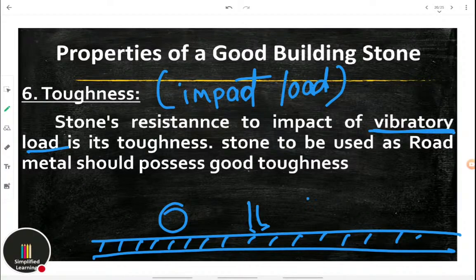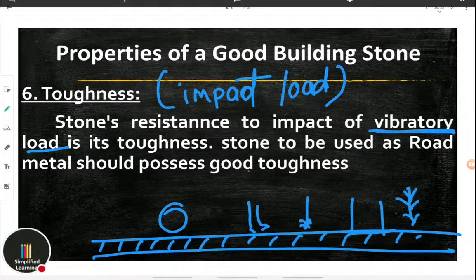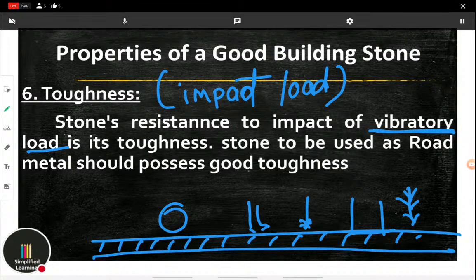Another load we call the vibratory load. Vibratory load means repeated load. It is not a static kind of load; it will be coming in the form of impact. Such vibratory load can be resisted by the stone when it possesses good toughness. Therefore, when we are going to use a stone as a road metal, the very prime property that the stone should possess is its toughness. Let's go to the next slide.